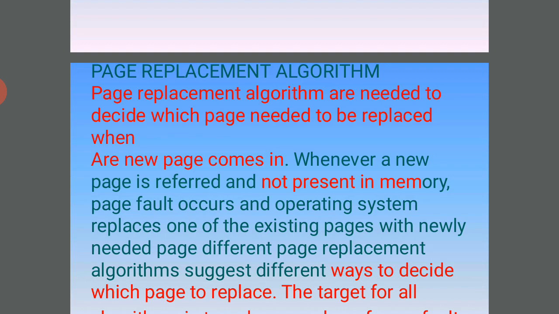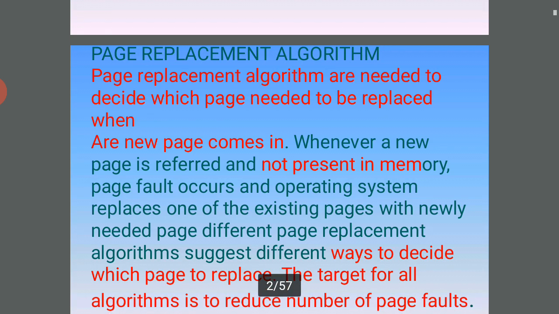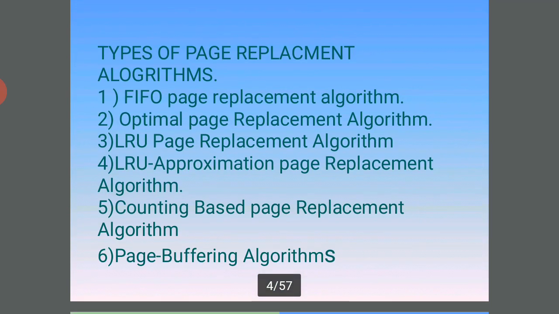Here see the types of page replacement algorithms. There are six types. The first one is the FIFO page replacement algorithm, then the optimal page replacement algorithm, the LRU page replacement algorithm, the LRU approximation page replacement algorithm, the counting based page replacement algorithm, and the page buffering algorithm.